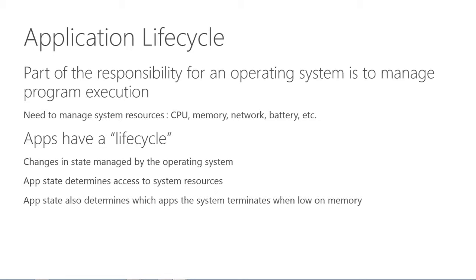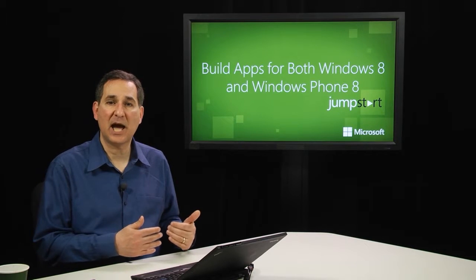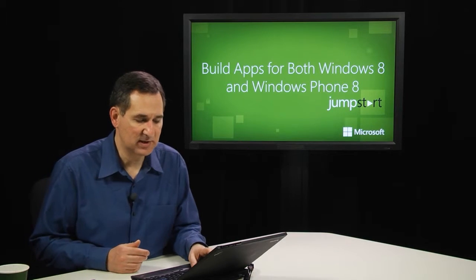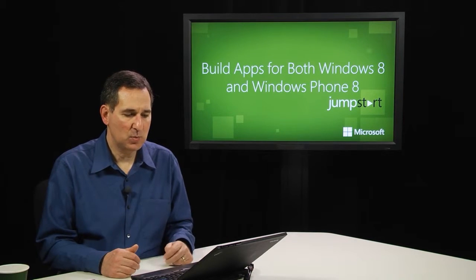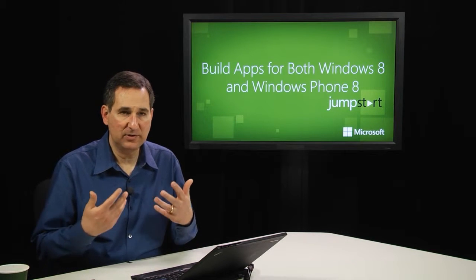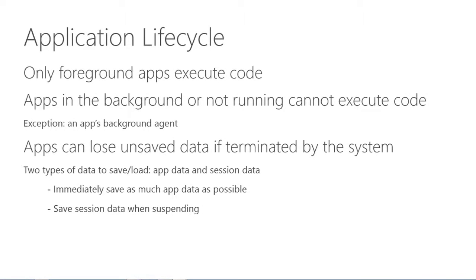The OS determines what's going on based on how much memory and how much resources it has. And so if the operating system detects that it's starting to run out of memory, it will start terminating apps that have been pushed into the backstack, into the background, or have been suspended. So what does that mean? Well, at the very simplest, it means that only foreground apps execute code. Apps in the background are not running. They're not executing code. They are not taking CPU. They're not taking disk. They're not doing anything, right?